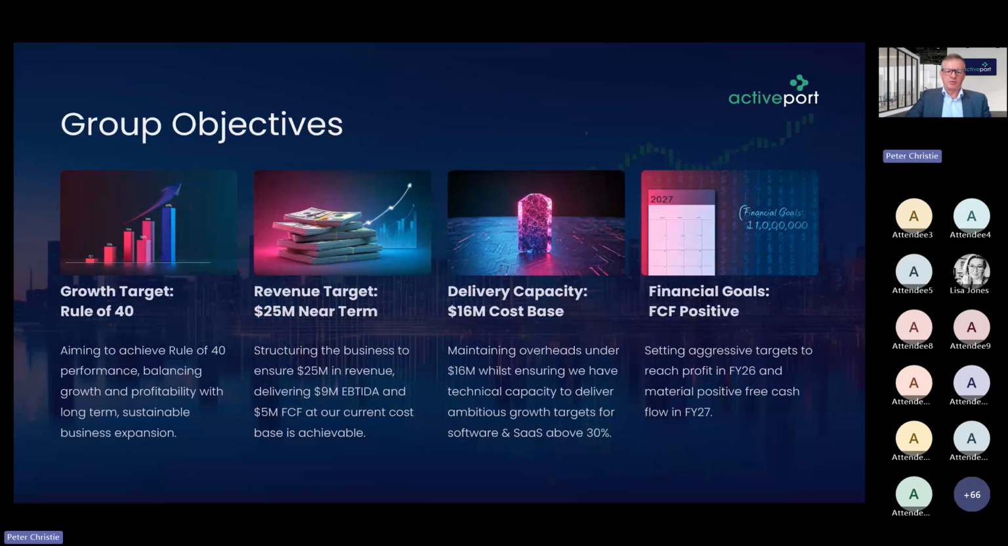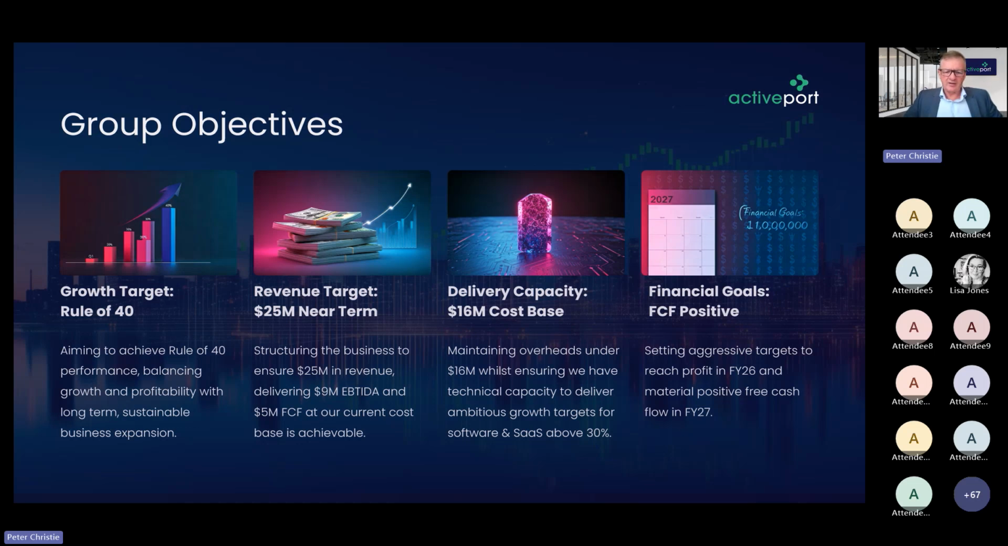So if I think about our group objectives, we really want to hit that Rule of 40 performance. And between FY26 and FY27, I think we can get there. That is one of the key capabilities that we have as a software company, to reach that Rule of 40 growth rate and hopefully achieve the outcome that we would expect from our share price if we do that. We're targeting $25 million of exit run rate revenue in FY26.